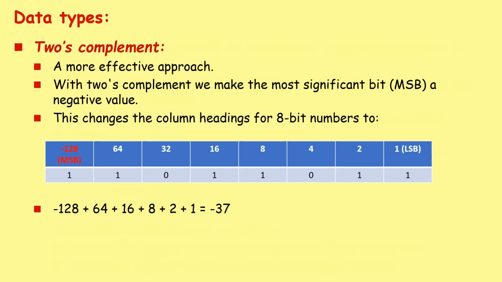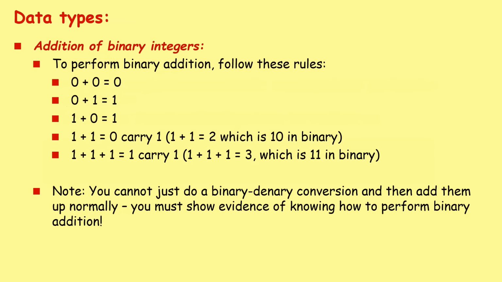2's complement, a much more effective approach. With 2's complement, we make the most significant bit a negative value. This changes the column headings for 8 bits, for example, to -128, 64, 32, 16, 8, 4, 2, 1. So if you have a look at this value here, 11011011, instead of being 128 at the start, it's a negative 128 plus 64 plus 16 plus 8 plus 2 plus 1, and that gives us a total of -37.